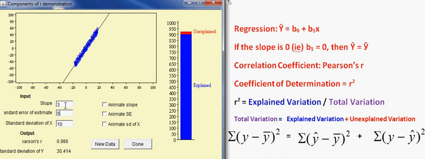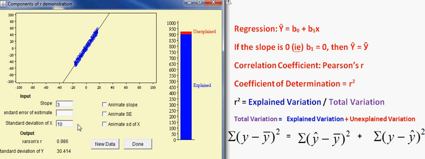So the slope is still the same. When we decrease the standard error from 10 to 5, the regression slope is the same, but the variation around the regression line has reduced. So Pearson's R has increased and R squared also has increased.